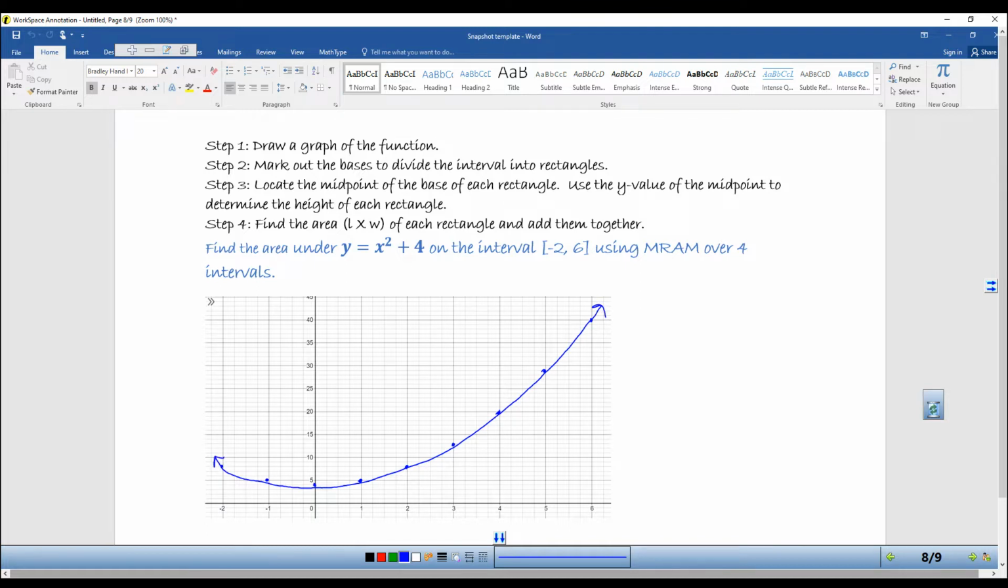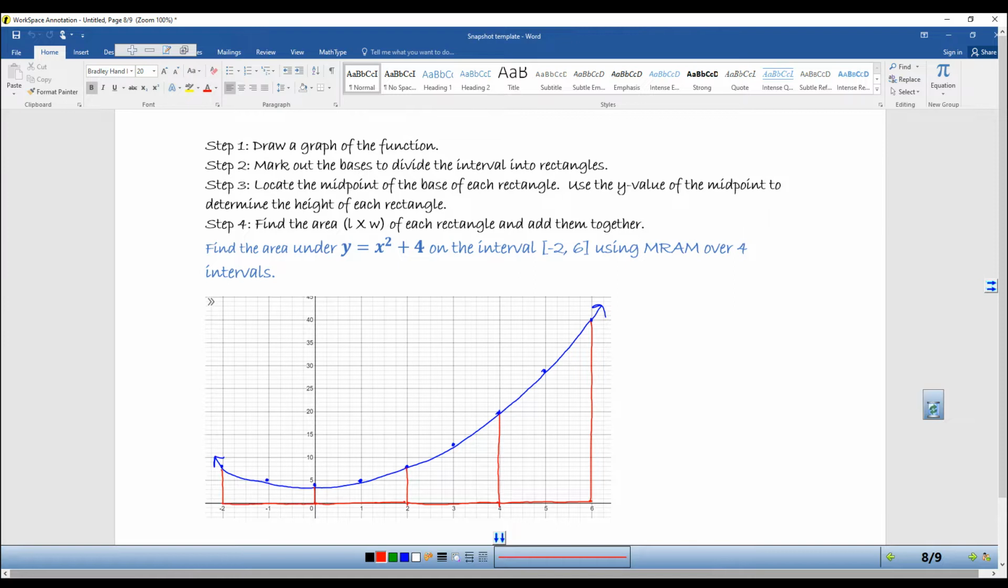Step 2, mark out the bases to divide the interval into rectangles. So it says over 4 intervals, and since our interval is 8 units in length, they're each going to be 2. So I'm going to go ahead and mark each one as being 2 units wide. So this gives us the base and the sides of each rectangle.